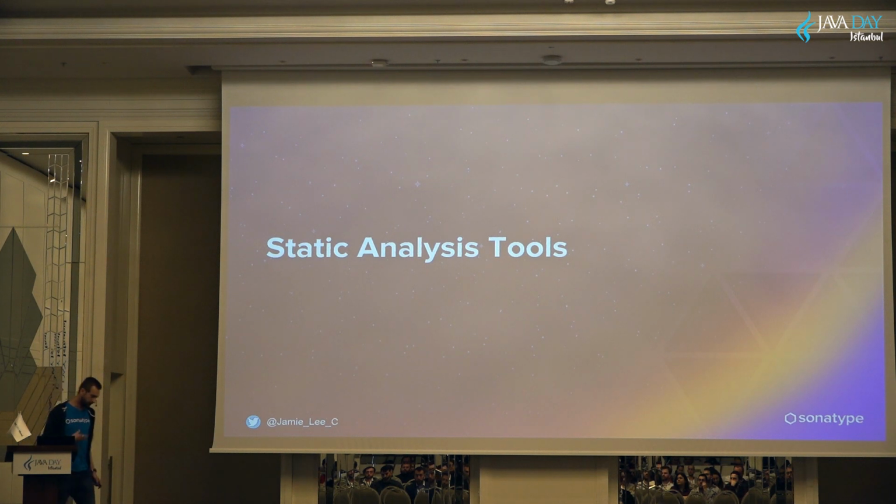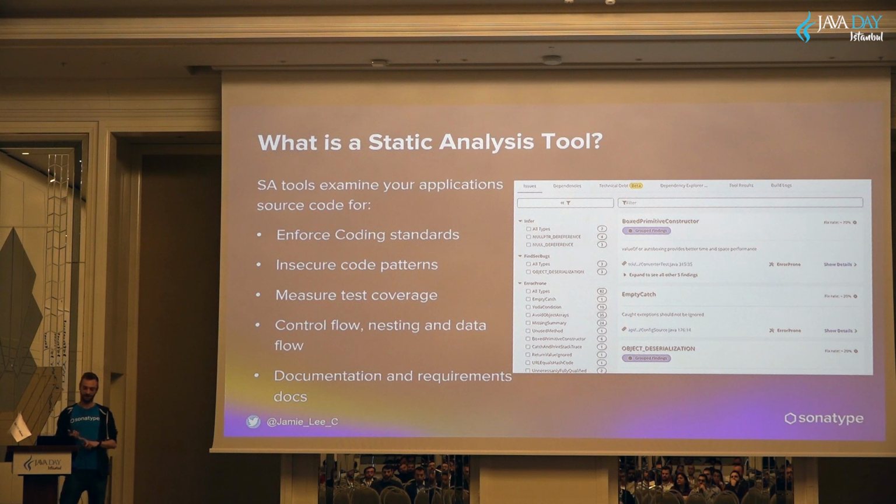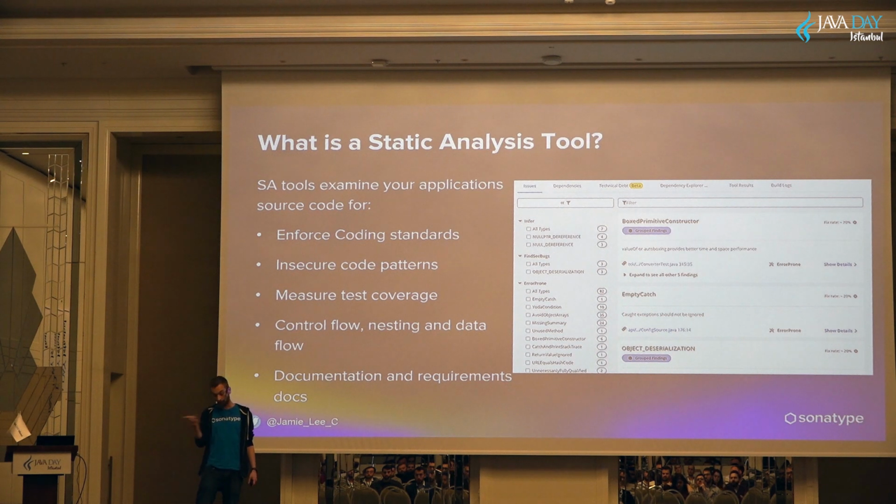So what tools are available and what should these tools do? In my opinion, a good static analysis tool should enforce coding standards. As you can see, I've said coding standards, not best practices, because that's up for interpretation. It should find insecure coding patterns. So if you're coding in a way that might be insecure, it should be able to pick that up and tell you you're doing that wrong. It should measure your test coverage. It should be able to look at your tests to make sure they are doing what they should be and testing everything they should. Like I mentioned, it should do control flow analysis and data flow analysis. And if you've got a really powerful tool, it can even look at your documentation and your code and say, your documentation is missing this because you've coded this and you haven't talked about it in your documentation. Go and write some documentation.